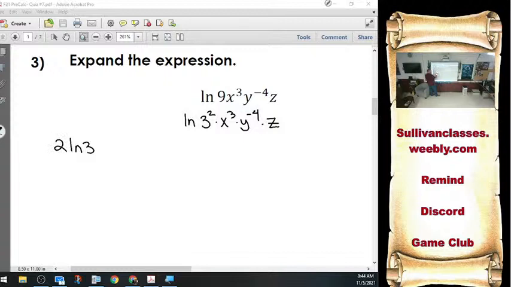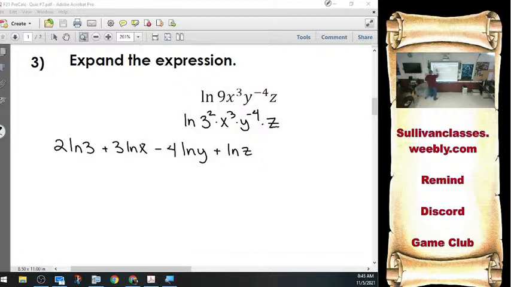Exponent comes out front. That's the ln of 3 to the 3x to the third. 3 comes out front. That's the ln of y to the negative fourth. Negative 4 comes out front. And the ln of z. As you're expanding things, remember if you have something with a denominator, everything on the denominator gets negated because you're dividing by all of the factors of the denominator.